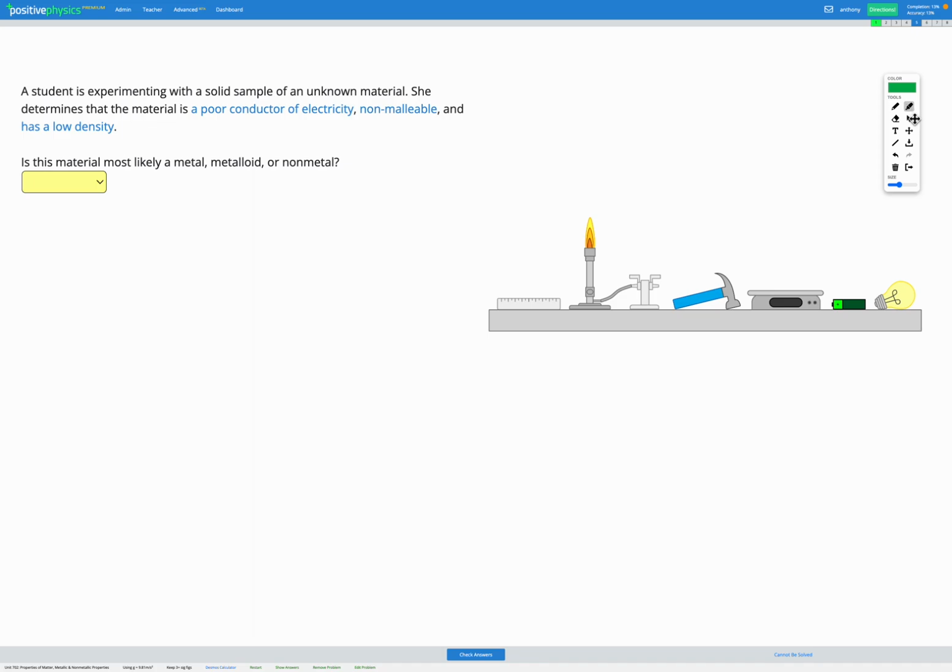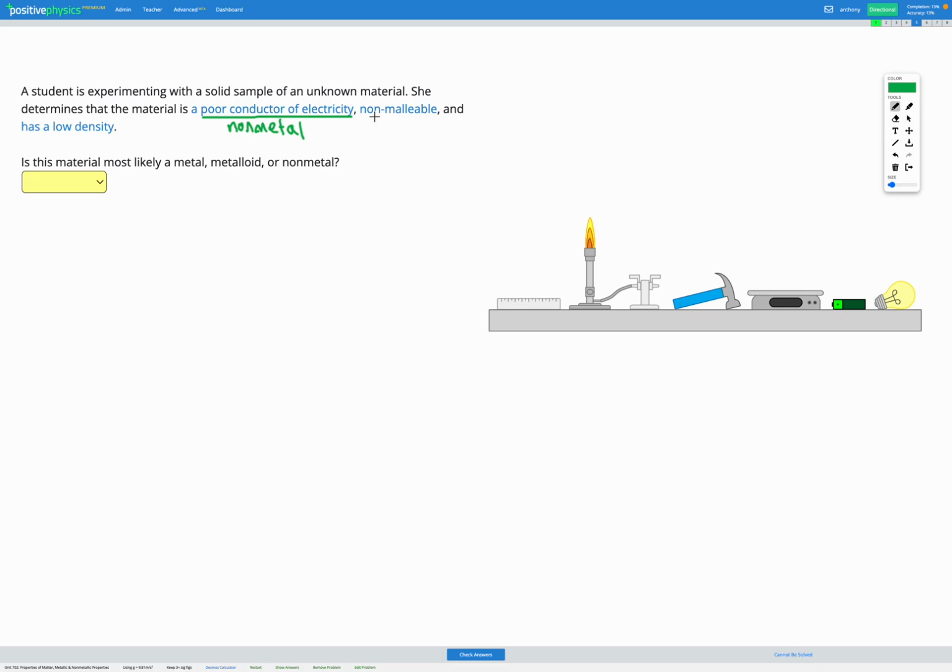In this question, we have a different unknown material. Again, we're going to look at the properties listed to decide what type of material this is. The first property listed is that it's a poor conductor of electricity. So usually metals are good conductors of electricity and non-metals are poor conductors. So this property points to this being a non-metal.